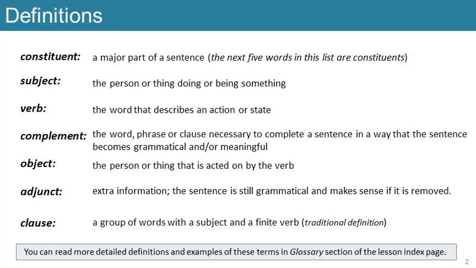Like all explanations about English, this lesson about sentence structure contains many grammatical terms. It's important that the learner has a basic understanding of these terms before starting the lesson. Hence the very brief definitions on this slide.